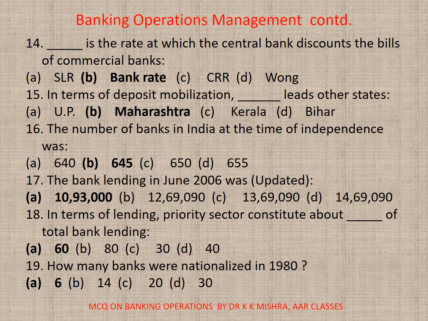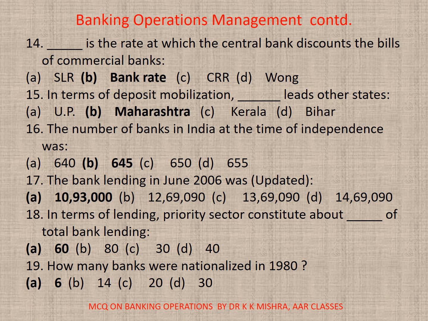17. The bank lending in June 2006 was A. 10,93,000, B. 12,69,090, C. 13,69,090, D. 14,69,090. Here correct option is A. 10,93,000. This is in crores.